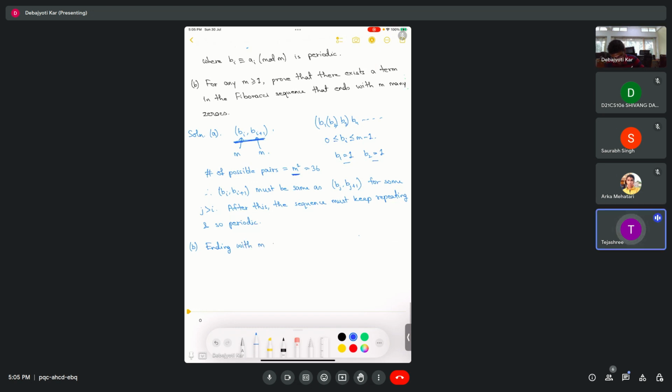So the 36 is just an example for m equal to 6, right? Yes, 36 was just an example.